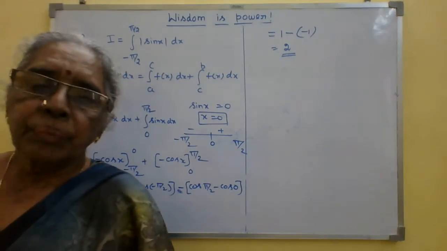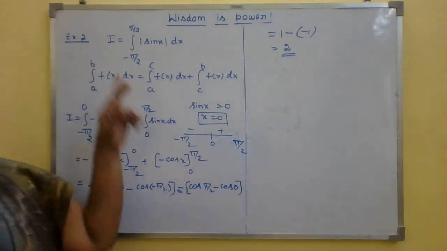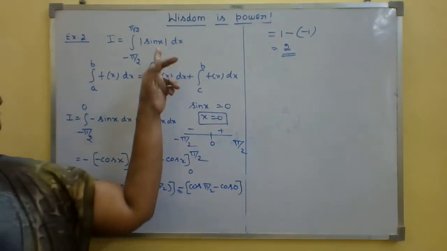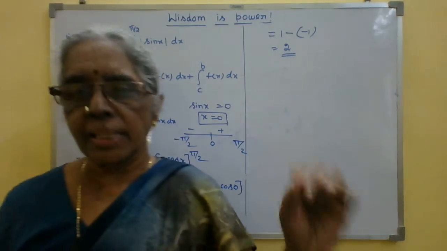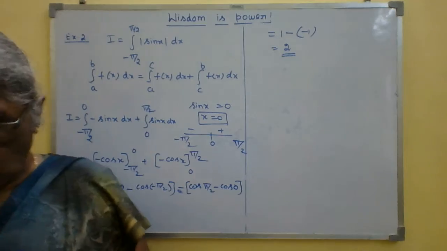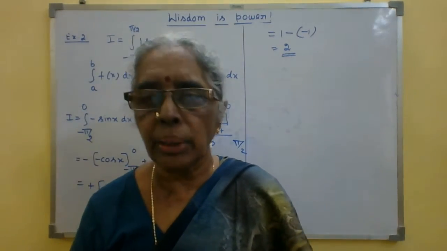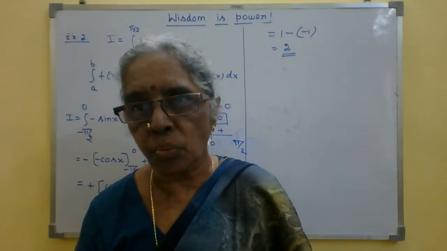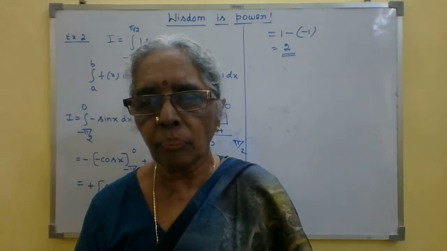So do you follow? Here the limits are like minus a to a. But inside, the f of x function is a modulus function. So use the property of modulus only and then you do the integration as per that procedure. Is it clear to you?